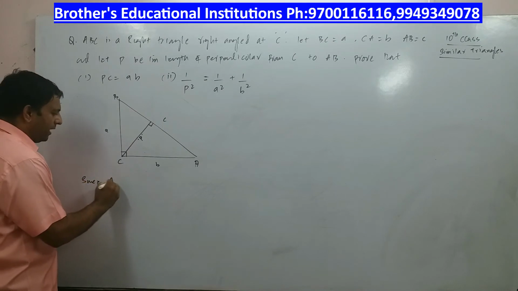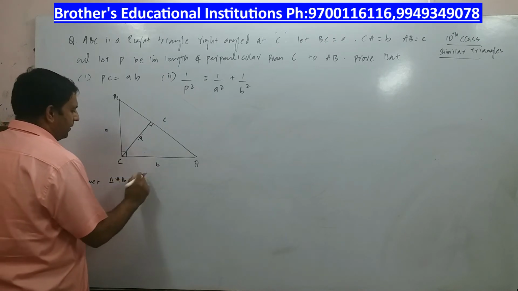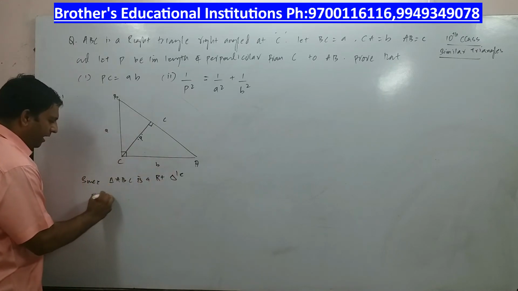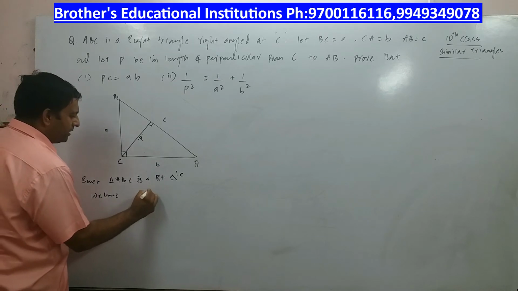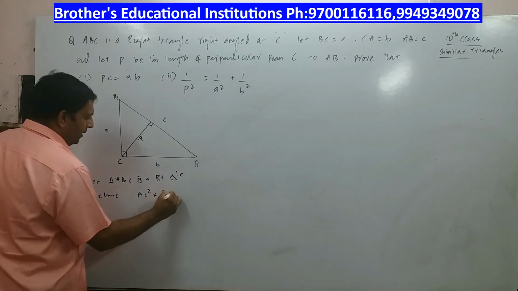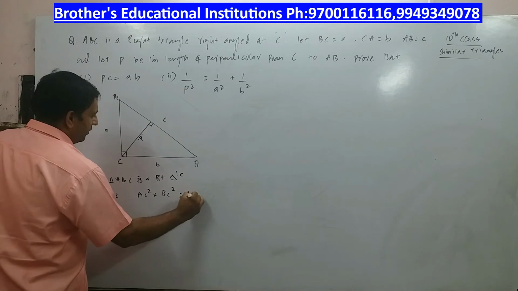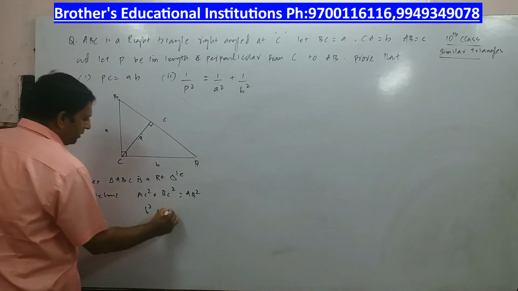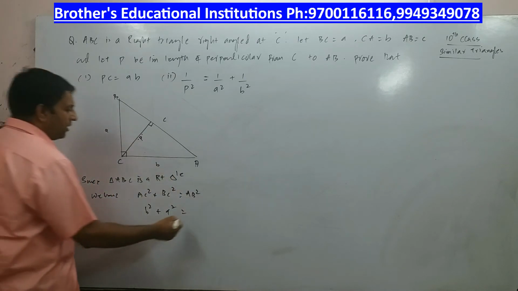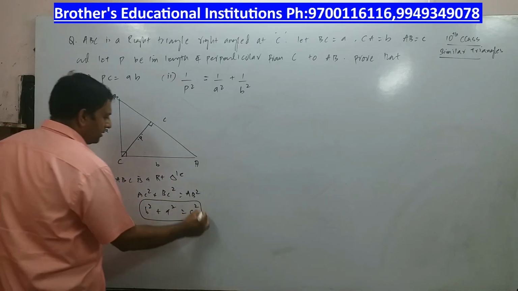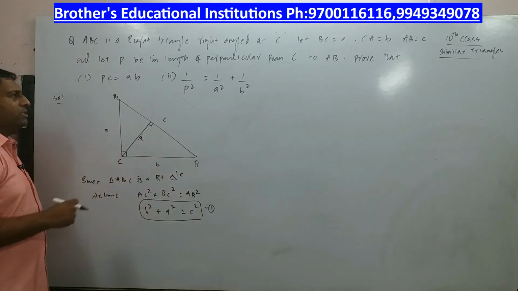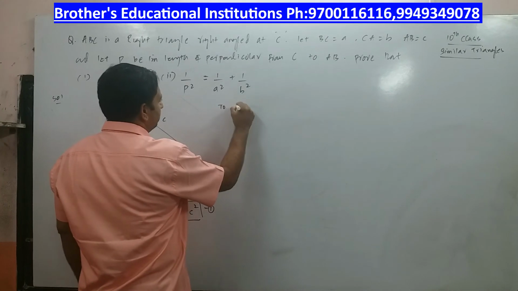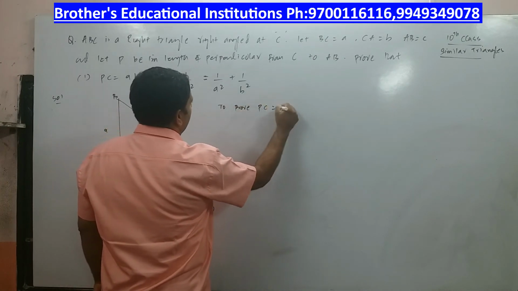Since triangle ABC is a right triangle, we have AC square plus BC square is equal to AB square. So AC square is b square, BC square is a square, and AB square is c square. So this I am going to use somewhere in the future. Now what am I supposed to show? I have to show that pc is equal to ab.